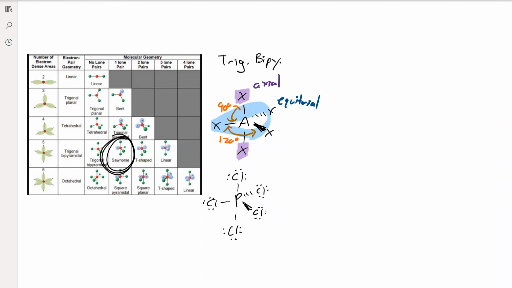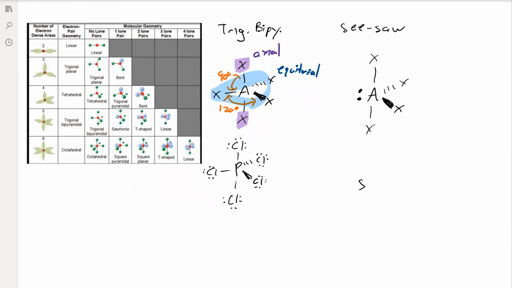If you do this, one calls it a sawhorse. You can also call it a seesaw because it looks like a seesaw. The interesting point with the seesaw is that now we have a choice of which one we're going to replace. Are we going to replace one of the axial or one of the equatorial atoms? If you think about lone pairs, they're larger than bonds, so they're going to take the place of the position that has more room. That's the equatorial position, because it has those 120-degree bond angles. It allows that lone pair to be a little bit further from everything else. An example of this is SF4.